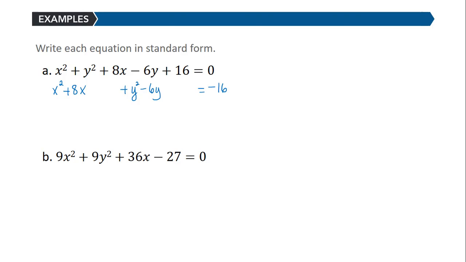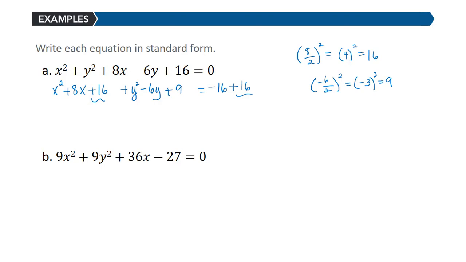The coefficient of the x term is 8, so I'm going to take half of 8 and square it. So that's 4 squared, which is 16. So I'm going to add 16, but remember, what I do to one side, I have to do to the other. Then, for the y terms, I have y squared minus 6y. So I'm going to take half of negative 6 and square it, which is negative 3 squared, which is 9. So I'm going to add the 9, not to just one side, but to each side.